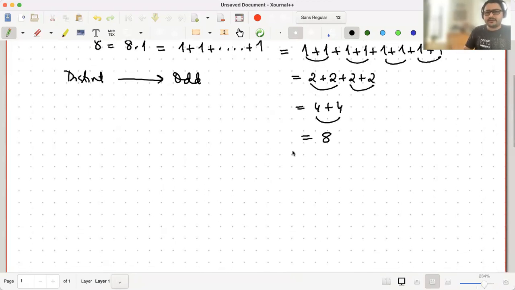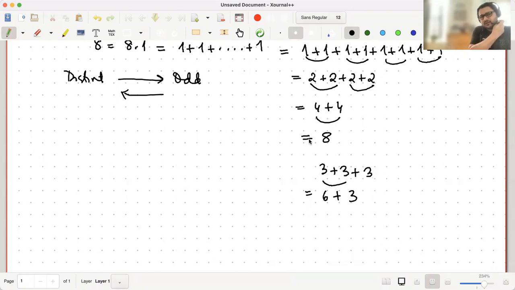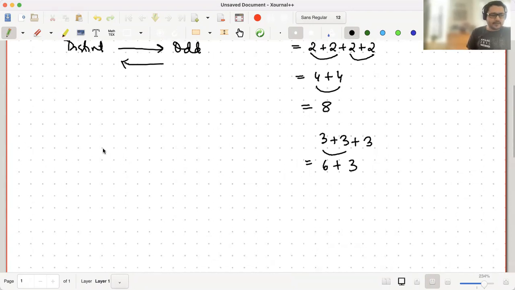Now suppose, for example, we had something like 3 plus 3 plus 3. Then this clubbing would result in 6 plus 3, and it would stop here because 6 plus 3 cannot be clubbed together. So this is the map in the other direction, from odd to distinct. Of course, I have not shown it very rigorously, but from distinct to odd, I think it is clear. From odd to distinct, you can take a look that this actually gives us a bijection. So this is the bijective proof that Glaisher gave.